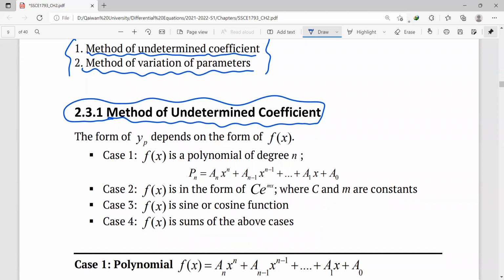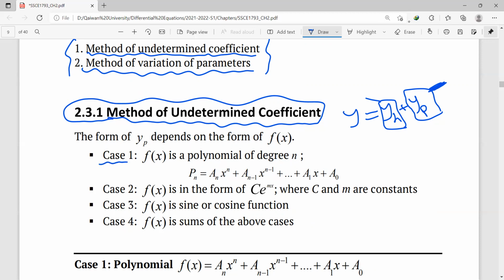As I said, the solution y equals yh, which is the homogeneous solution we talked about last lecture, plus yp, the particular solution. For the homogeneous solution we have three cases, as we talked about, but for finding the particular solution we have four cases. For the particular solution, we just focus on the right hand side; it depends on the right hand side.